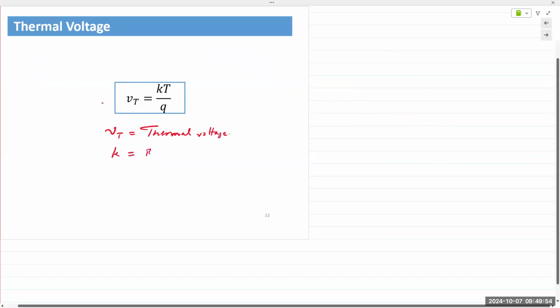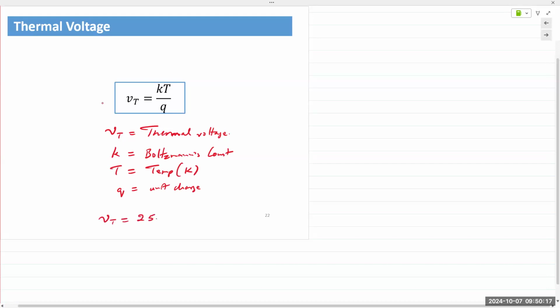K is the Boltzmann's constant. T is the temperature in Kelvin. And so again, this is just dependent on the temperature. Unit charge. And VT has a value of about 25.8 millivolts at 273 Kelvin.